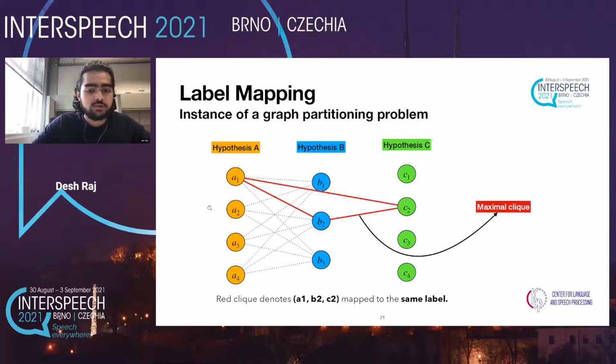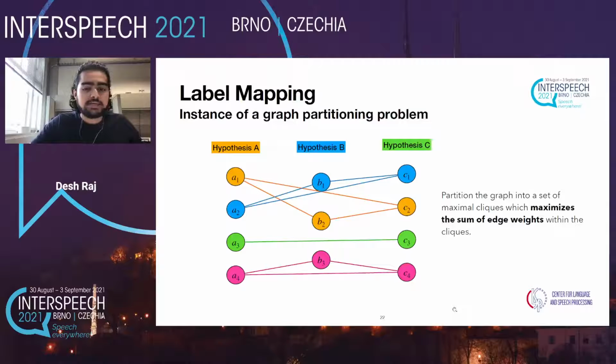So how we can formulate the label mapping is that it is an instance of a graph partitioning problem. What this means is this particular clique, which is shown in red, is a maximal clique. And it shows that the labels A1, B2, and C2 have been mapped to the same label. That means that these 3 speakers actually denote the same underlying speaker.